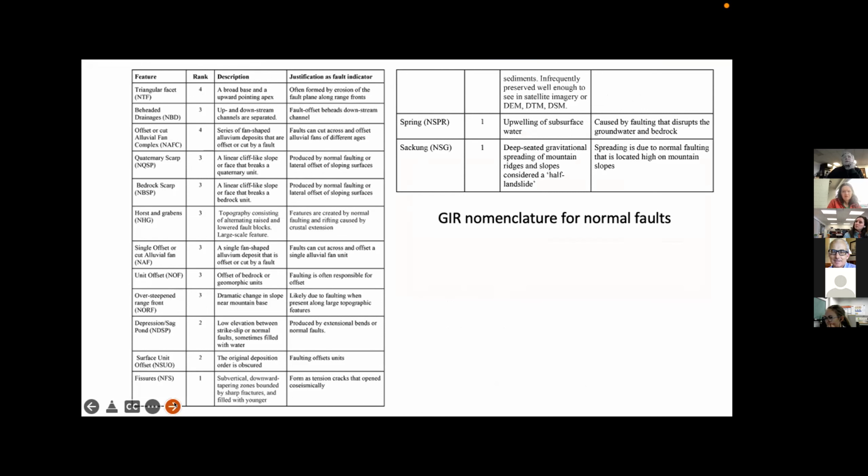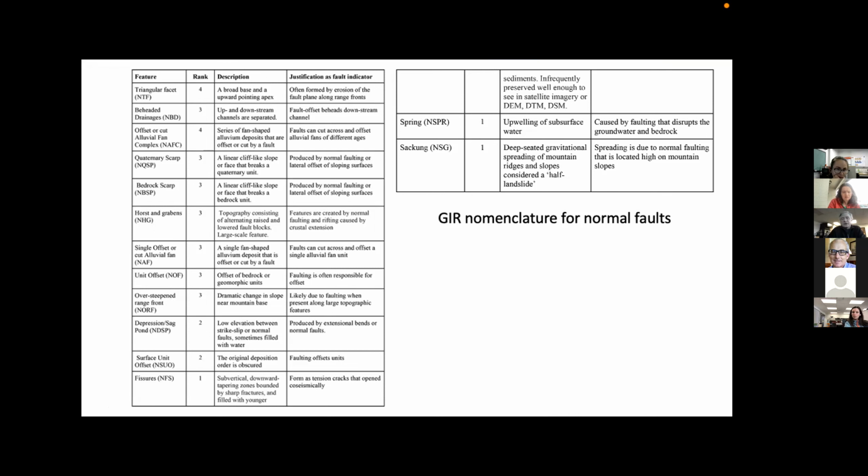There's various things that are unique to normal faults, like sackung, distributed fracturing on ridge tops, and graben, sort of depressions along the range front, fissuring, oversteepened range fronts. But all that terminology that I mentioned in the last slide is kind of worked into this GIR table for normal faults. And I want to emphasize that these aren't all of them. You might see some term or some descriptor that may be unique somewhere, and you can make up your own.